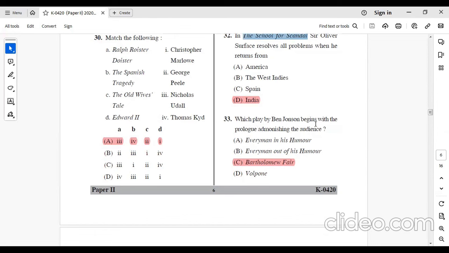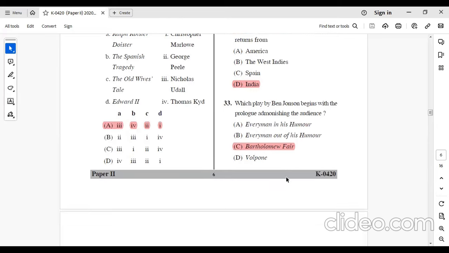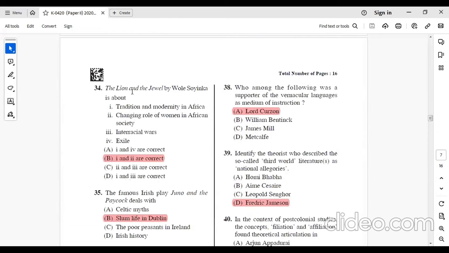Which play by Ben Jonson begins with the prologue admonishing the audience? That is Bartholomew Fair. In the play Bartholomew Fair, he begins the prologue by admonishing the audience. Next, question number 34. The Lion and the Jewel.